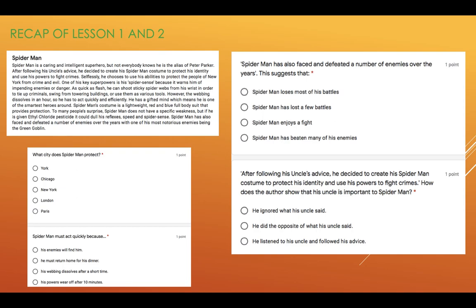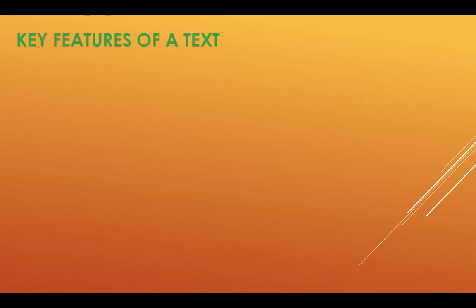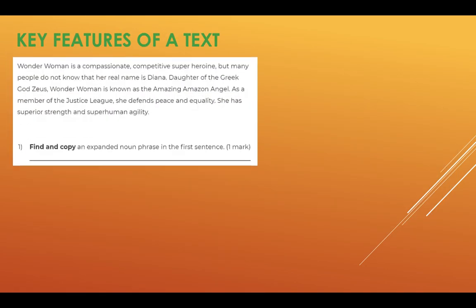So if you read those, checking the text. Remember, always refer to the text. Think about reading the question more than once. Scan or skim for words. Know what the key word is in the sentence. Again, to move along. Right, key features of a text.